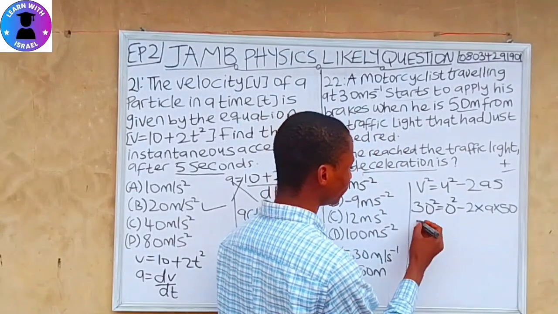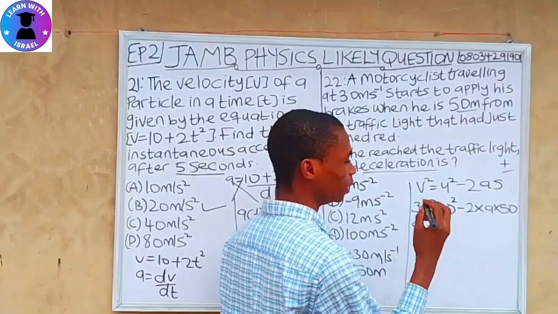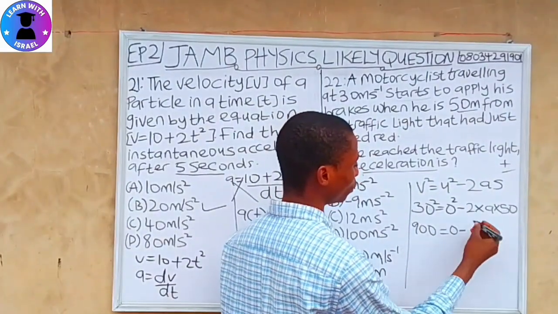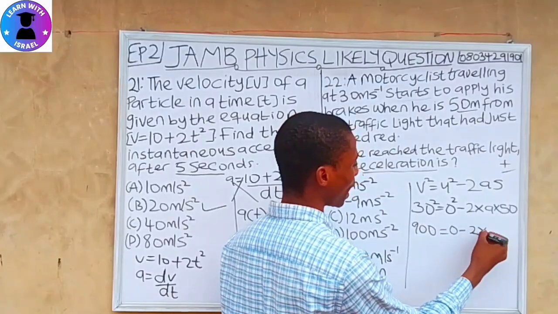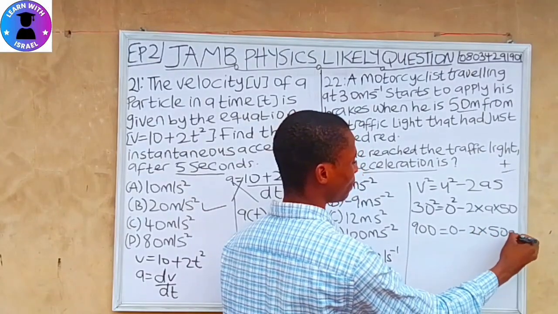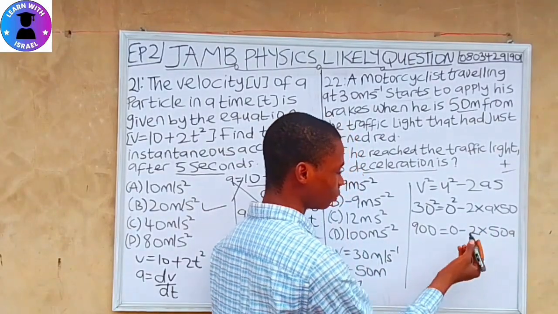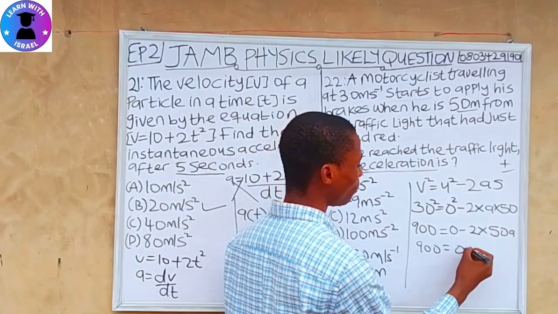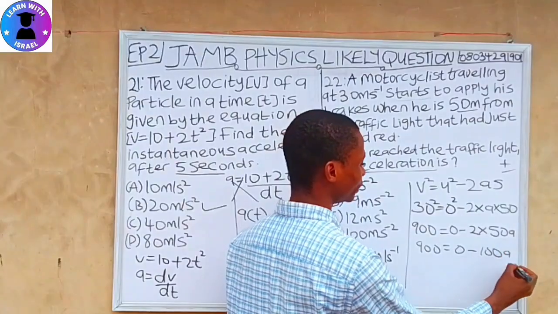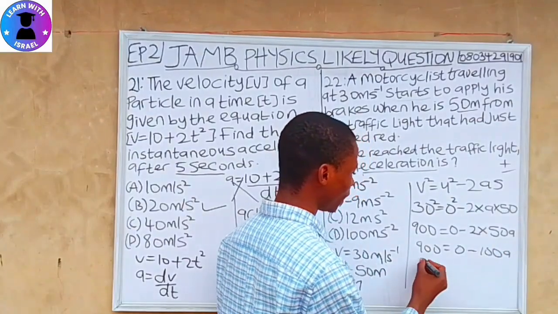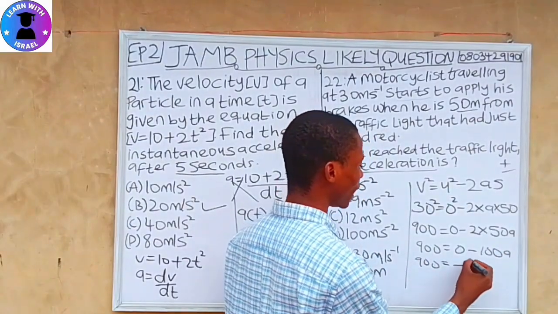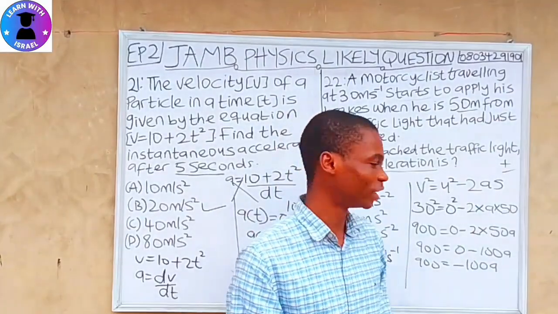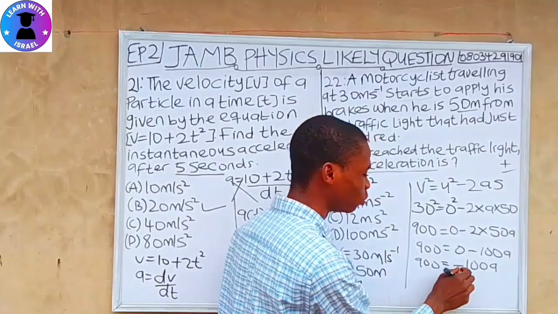So 30 square is 900. You can check your calculator. 30 multiplied by 30 is 900 equals 0 square is 0. So 0 minus 2 multiplied by 50a. So what is the next thing to do? 900 equals 0 minus 100a. So we are now left with 900 equals minus 100a, because 0 minus 100 is minus 100. So don't forget to put this sign here.